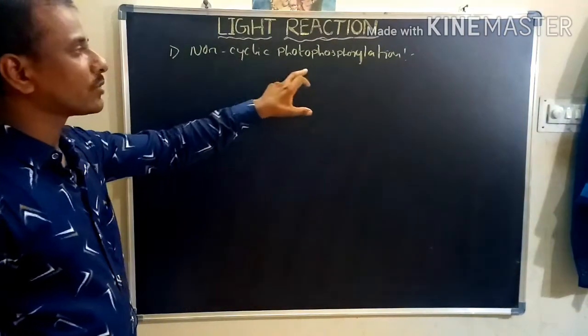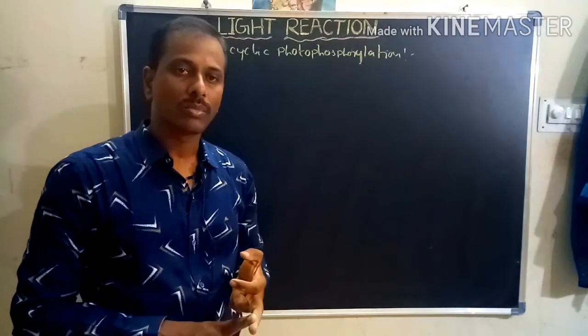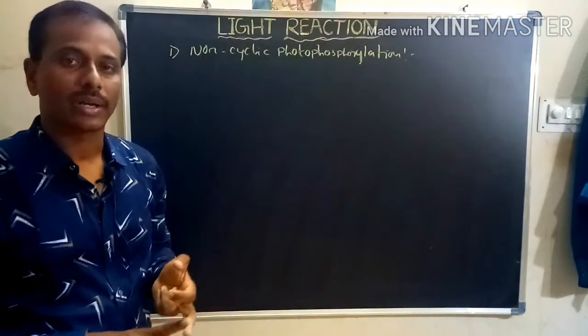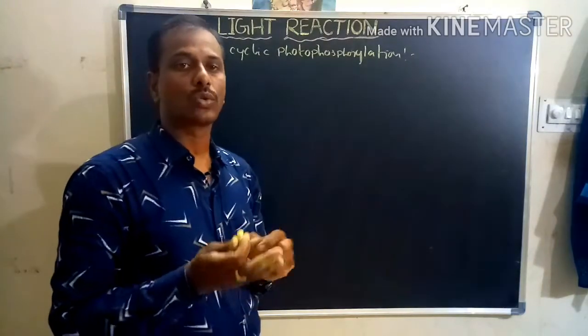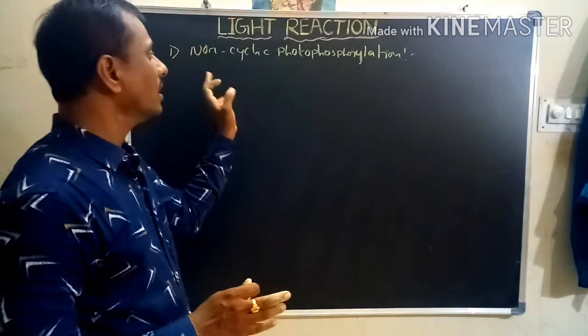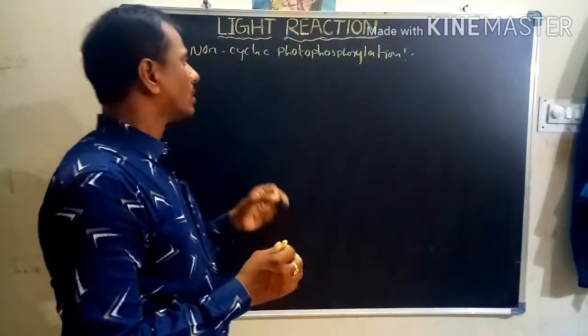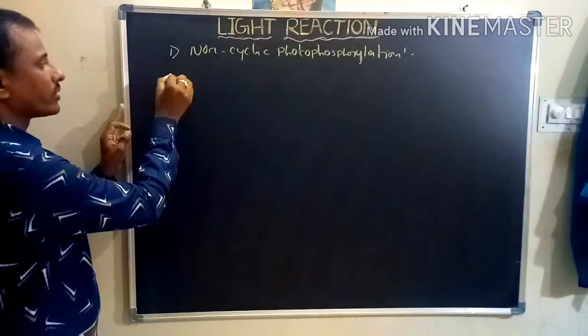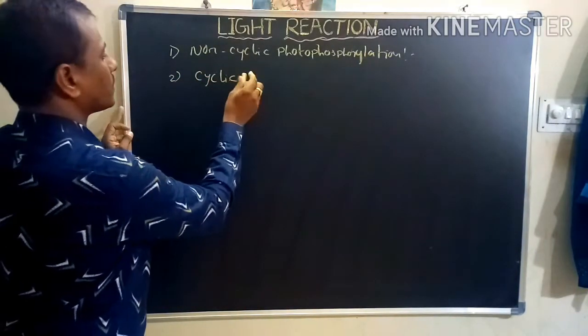So, in non-cyclic photophosphorylation, ATP, NADPH2 and oxygen gas are liberated. So the assimilatory power, that is ATP and NADPH2, are both synthesized in non-cyclic photophosphorylation. Now today we will discuss cyclic photophosphorylation.